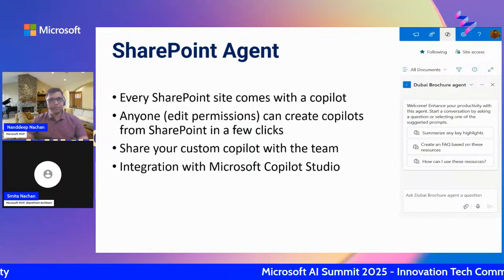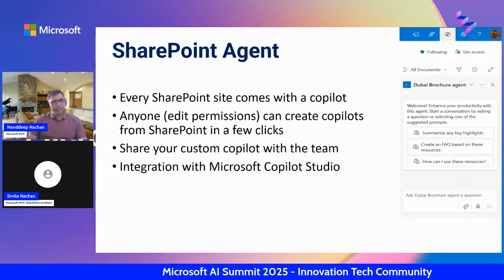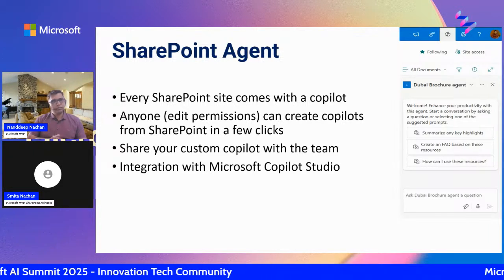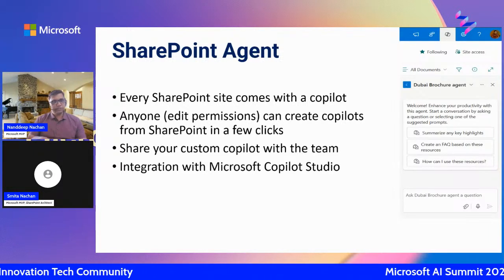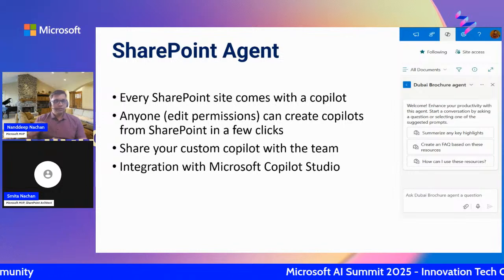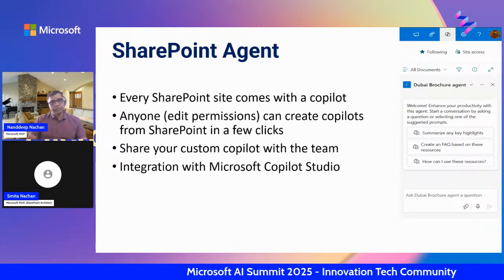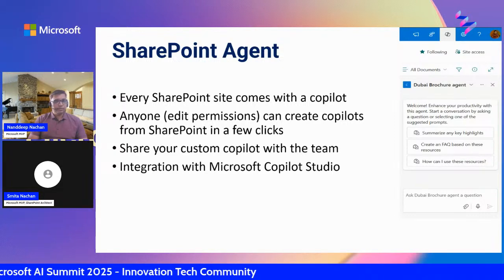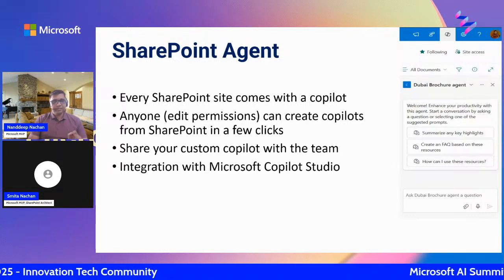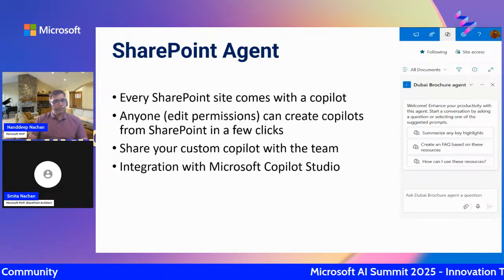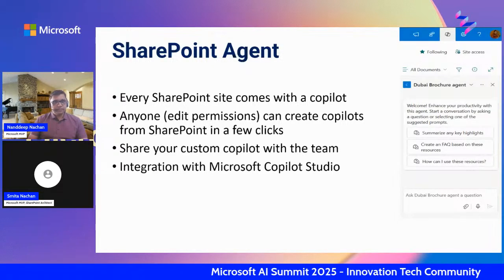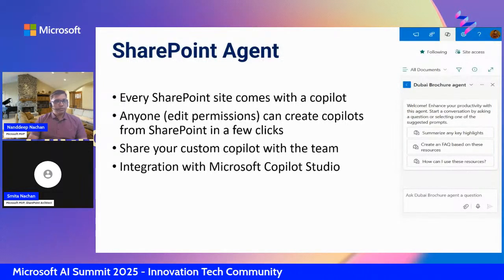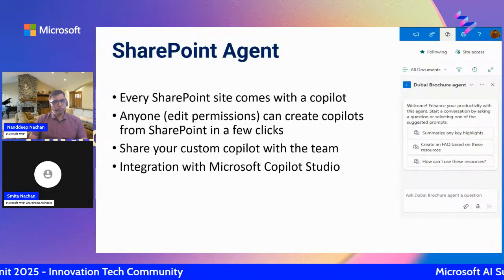Firstly, every SharePoint site comes with a Copilot built in. That means you don't need to do any extra installation or configuration. Every SharePoint site will come with a Copilot or the agent. Everyone who has at least edit permissions will be able to create those agents from SharePoint in a few clicks. From there you can share your custom agents with the team, and you can even add it to a Microsoft Teams conversation as well. You can also integrate with Microsoft Copilot Studio, which is an upcoming feature as of now.